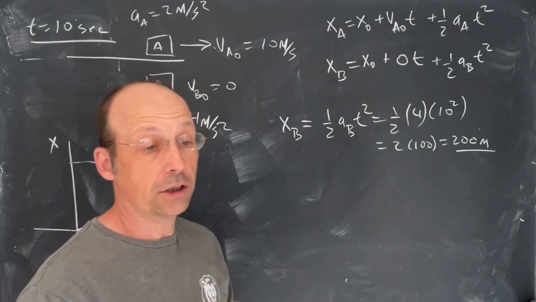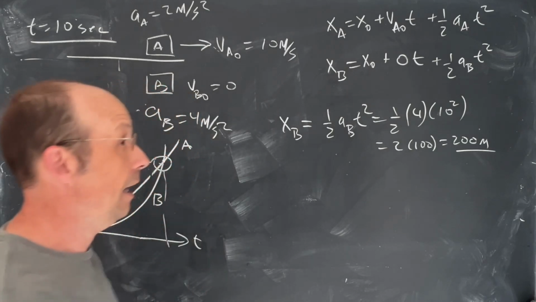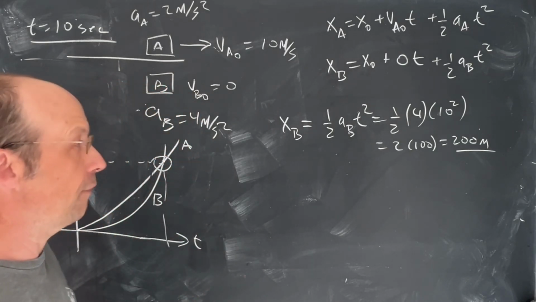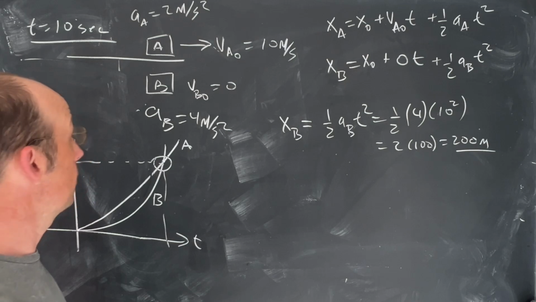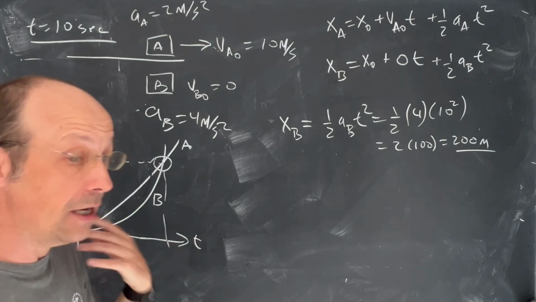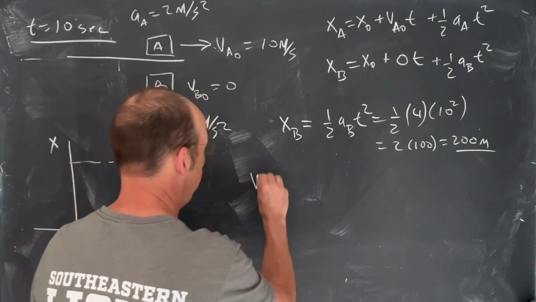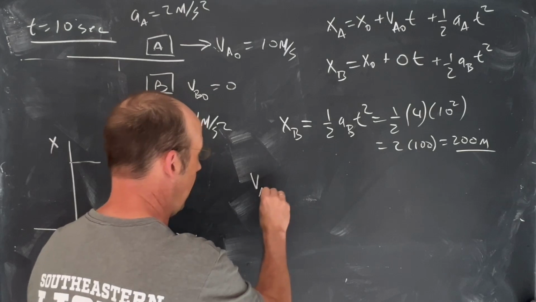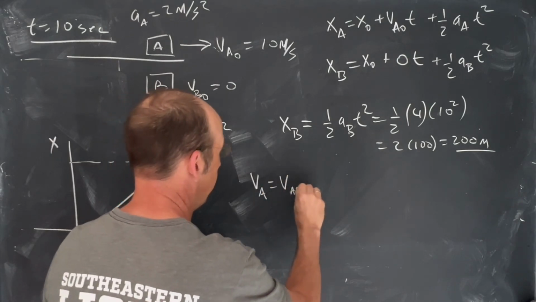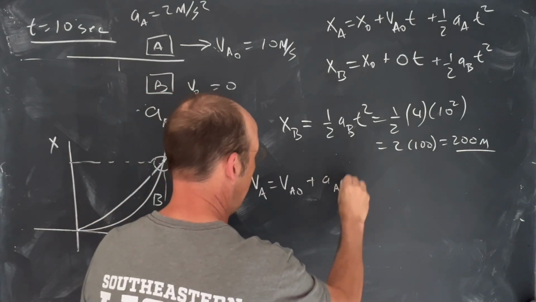The second part of the question was, how fast are they going? Now, there's two ways to answer this. I'm going to show you the first way and tell you the other way. Now I can use another kinematic equation. For A, it looks like this. VA is VA0 plus AAt.